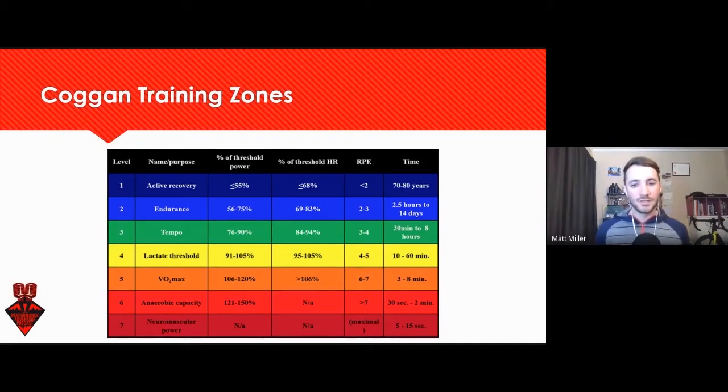And I usually delete zone 6. I usually use 5 or 6 zones, just because some of them are so narrow that it's almost not even applicable for setting training and analyzing training. So I stick with these. These Coggan ones work great for me.